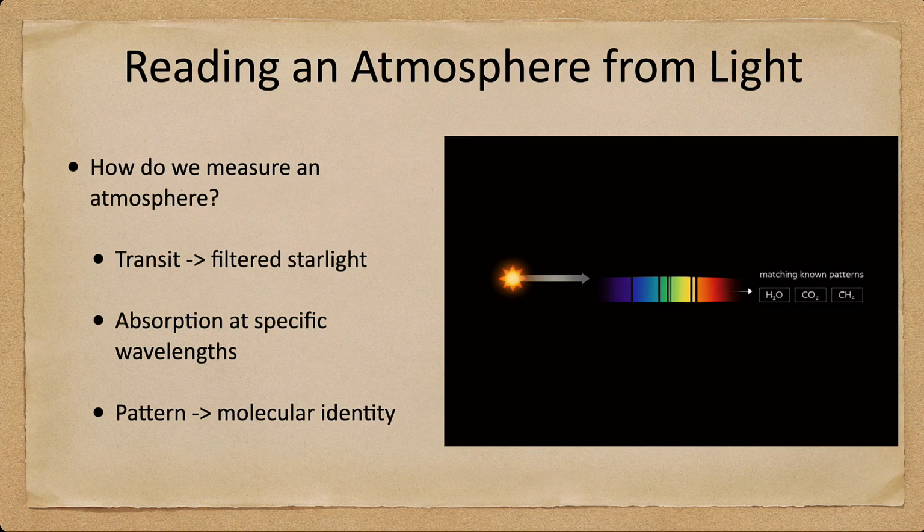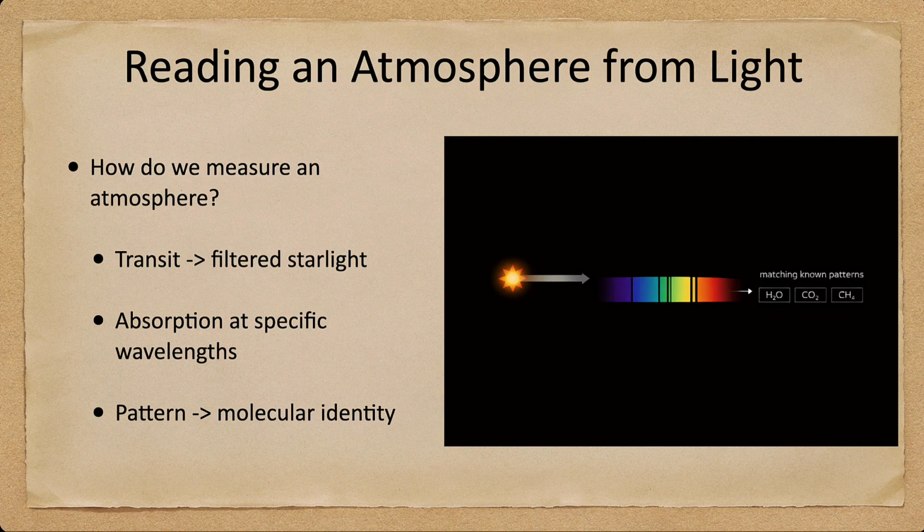This is where measurement becomes inference. Just like other areas of astronomy, we are not observing the object directly. We're interpreting a pattern in the signal. Astronomers don't see the molecules directly. Instead, they compare the observed spectrum to known molecular signatures.